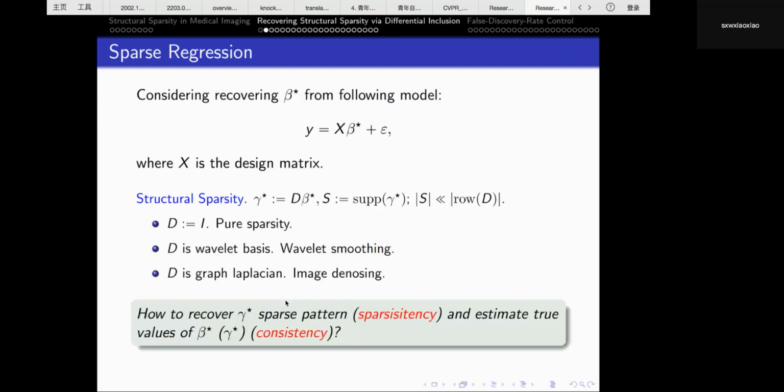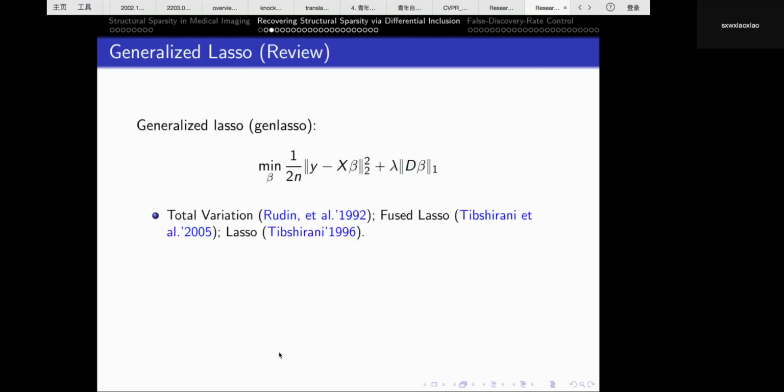And the question is how to recover the sparse pattern of the gamma star and also estimate the true values of the signal, which are called respectively the sparsity and consistency problems. There is a large literature on this problem, and the most popular one is the generalized Lasso, which we call Gen Lasso for simplicity. This was proposed by Tibshirani and Jonathan Taylor. Previously, it had been studied as total variation in image denoising, fused Lasso, and the pure sparsity problem.